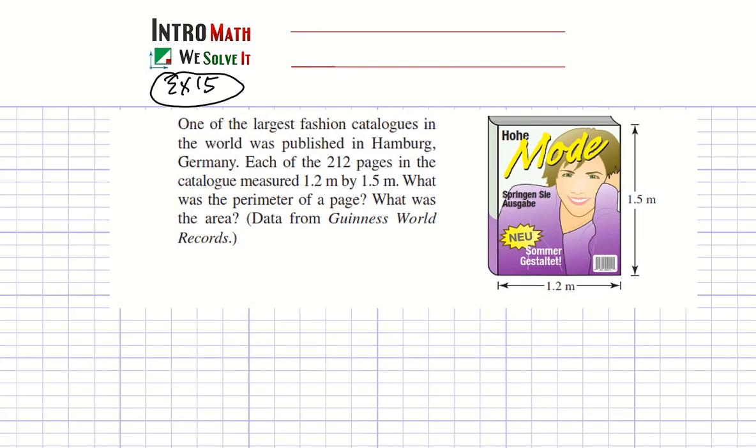This one, what is that? It says one of the longest fashion catalogs in the world was published in Hamburg, Germany. Each of the 212 pages in the catalog measured 1.2 meter by 1.5 meter. What was the perimeter of a page? What was the area?